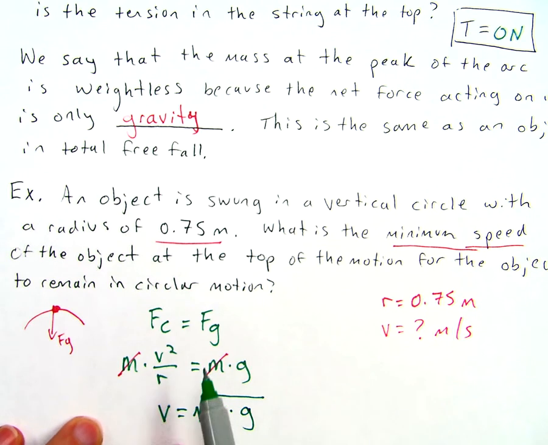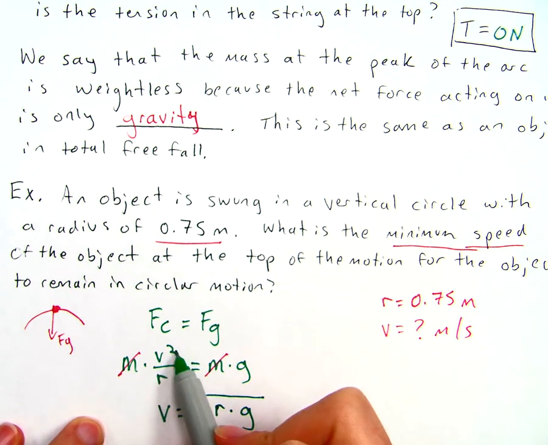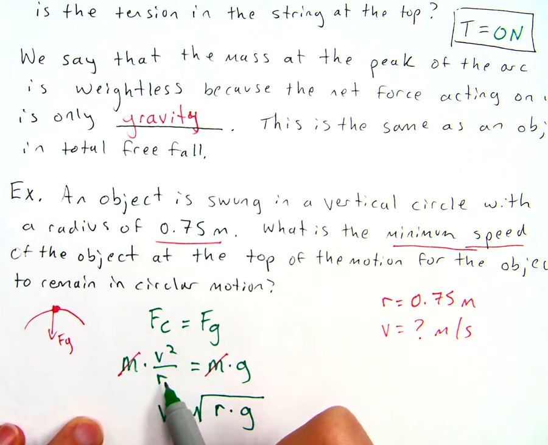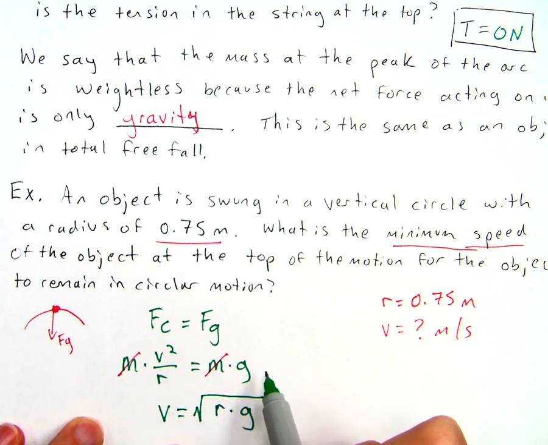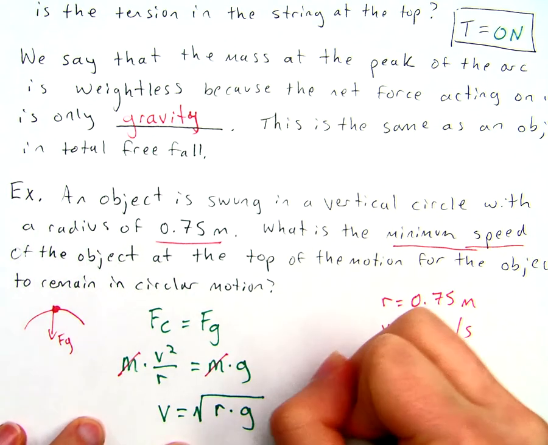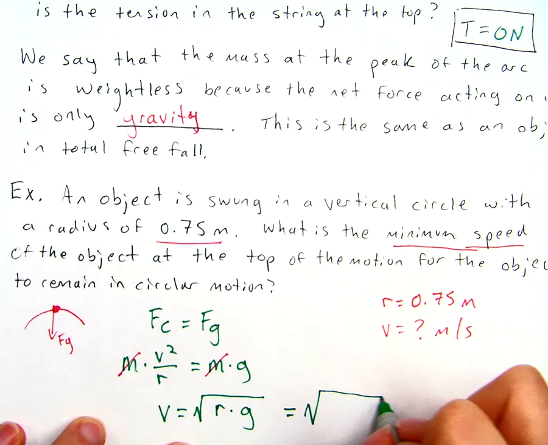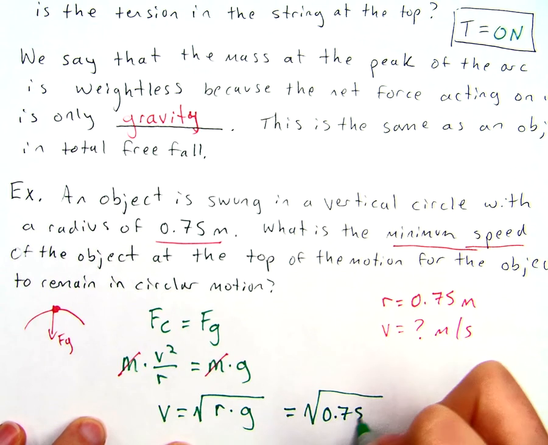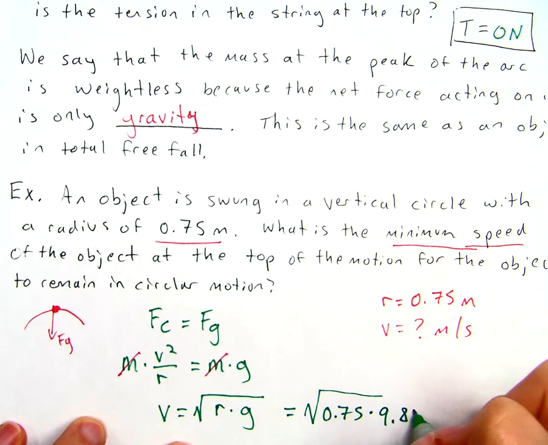Okay? Well, the square root should seem obvious. If we're looking for v and it's squared, we will have to take the square root at the very end. In order to get v squared by itself in the first place, though, I have to multiply this r on the other side. So I multiplied by r first and got rg, and then I took the square root of it. Okay? So this becomes a very simple 0.75 multiplied by 9.81.